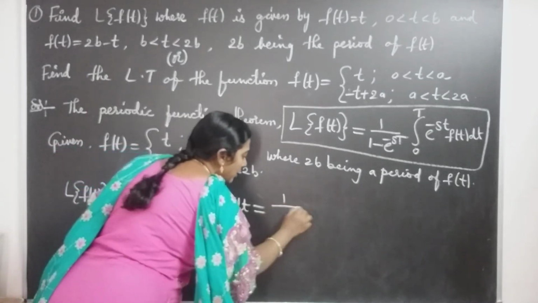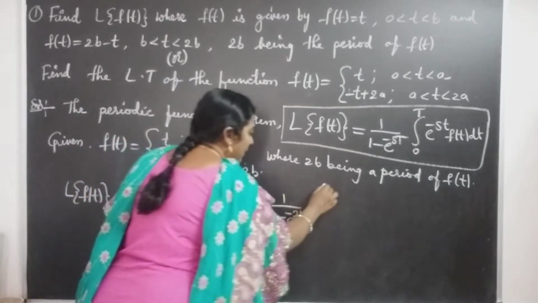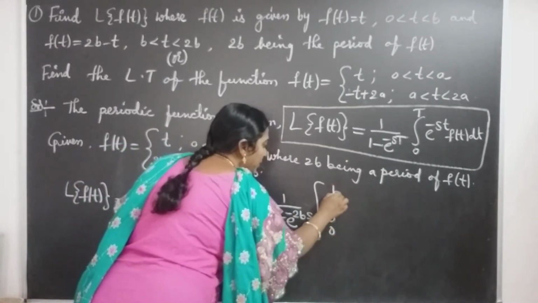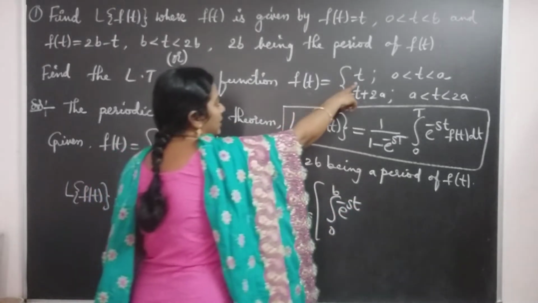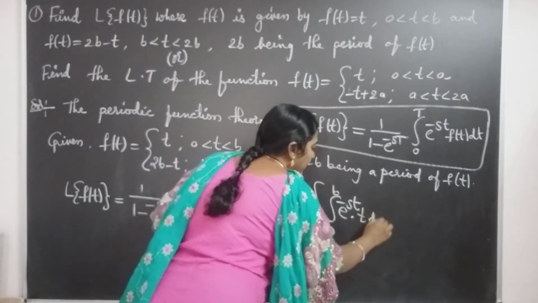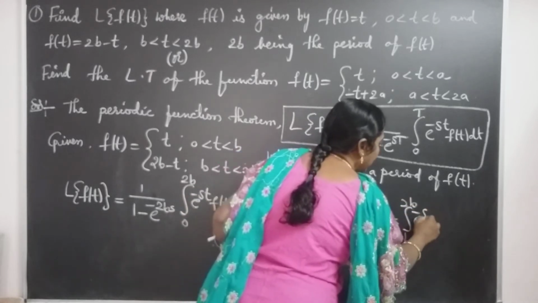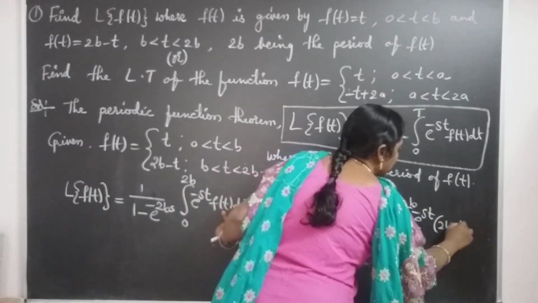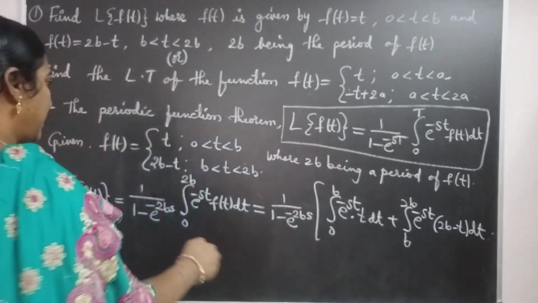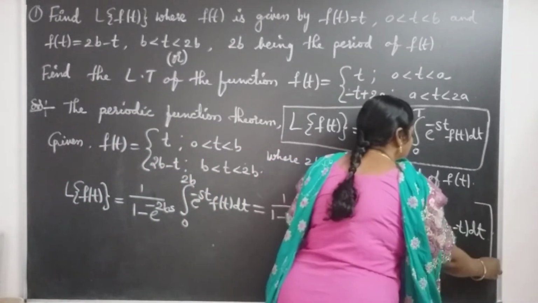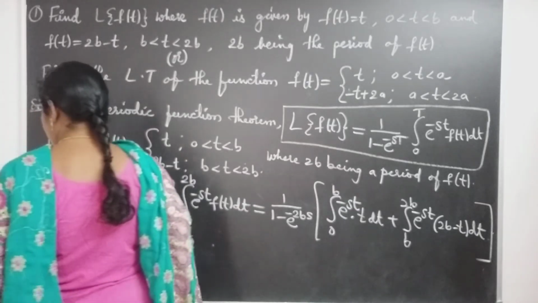It is equal to 1 by 1 minus e power minus 2bs times the integral from 0 to b of e power minus st times t dt, plus the integral from b to 2b of e power minus st times 2b minus t dt. The integral is written separately into two intervals, one from 0 to b, another from b to 2b.